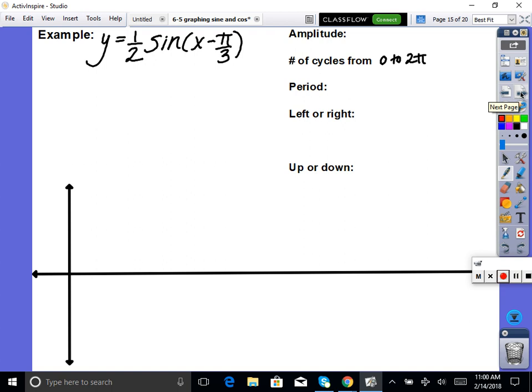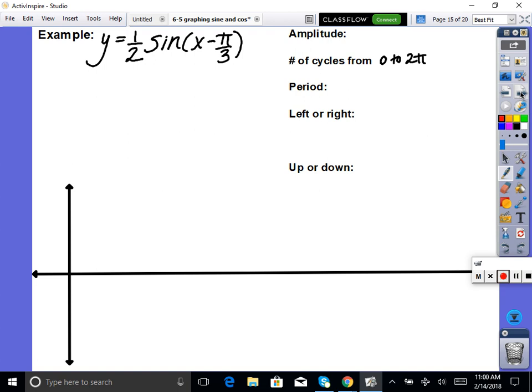Writing down your first example. Now keep in mind, it will just say graph. These are the steps I take and answer in my head every time, or off on the side, to be able to graph this correctly. So I go through and answer the amplitude, the number of cycles from 0 to 2 pi, the period, which means length of one cycle, and then your shifts left or right and your shifts up or down.